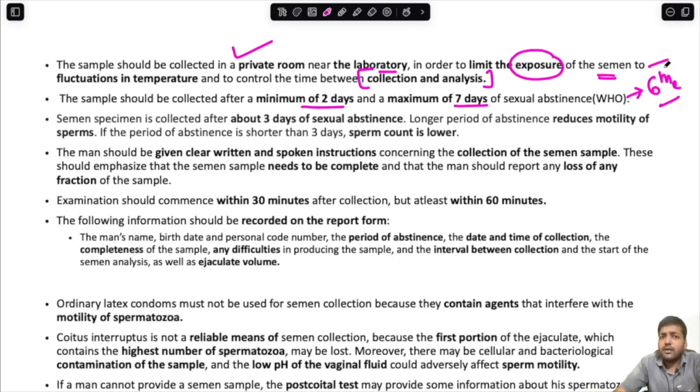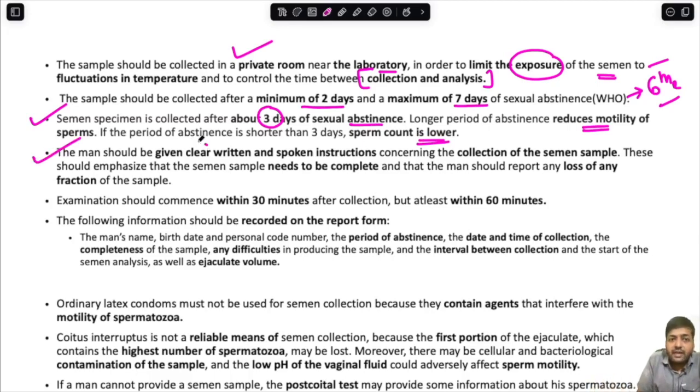There are some other schools of thought also. Some people say that the semen sample is collected after about 3 days of sexual abstinence. A longer period of abstinence reduces the motility of the sperm. If the period of abstinence is shorter than 3 days, the sperm count is lower. Okay, so these are the reasons why there should not be lesser abstinence or even more abstinence.